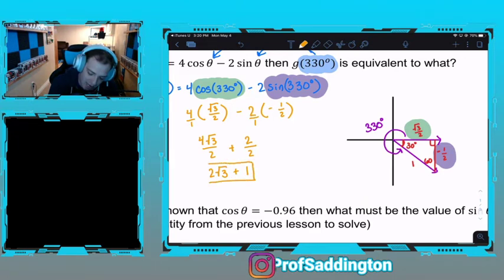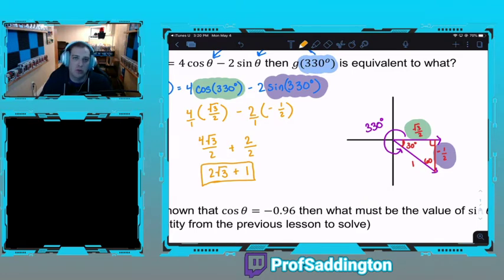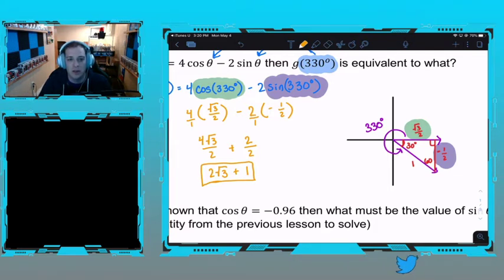We cannot add those together because one of them is an irrational number and one of them is a rational number. The 2 radical 3 is irrational because if you were to type it in the calculator, it goes on forever. The 1 is going to be rational because it could be written as a fraction and we're done.